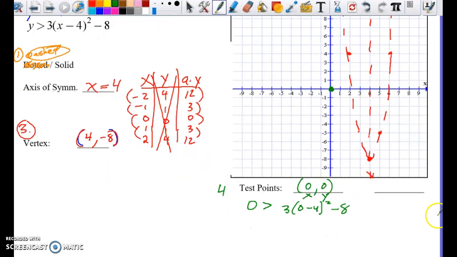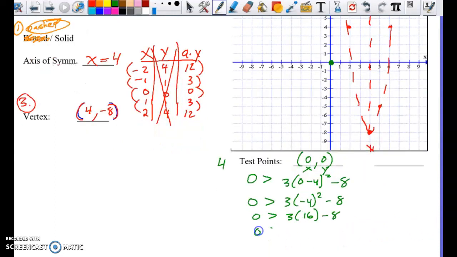So we're going to go down and check this out. 0 is greater than, what's 0 minus 4? Well, that's going to be negative 4 squared minus 8. 0 is greater than 3 times negative 4 squared, which is 16, minus 8. 3 times 16, 48, minus 8. So 0 bigger than 40? Well, that's certainly not true. So then I'm not going to shade where that test point was.